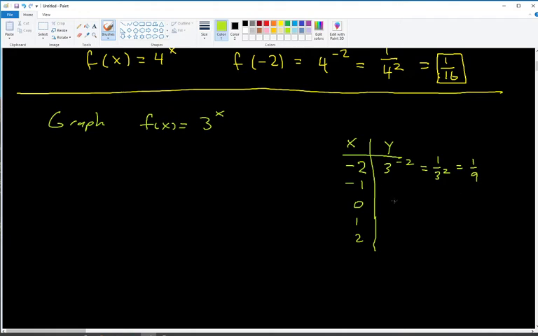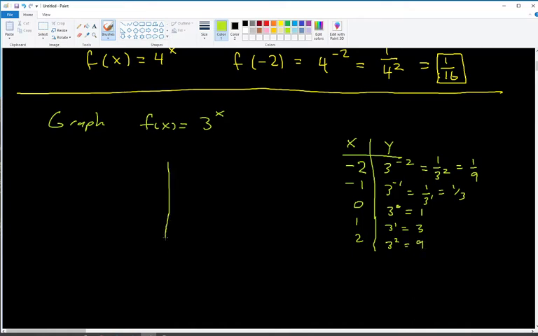pad thing started drawing. 3 to the -1 is 1/3 to the first, which is a third. 3 to the 0, anything to the 0 power is 1. 3 to the first is 3. And 3 squared is 9.